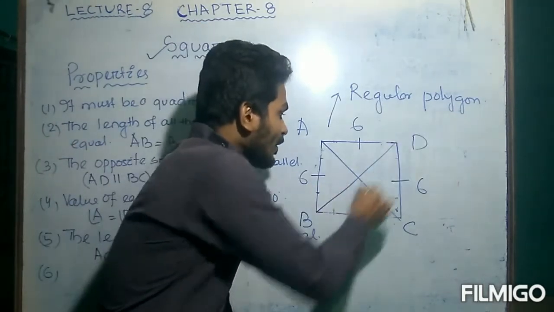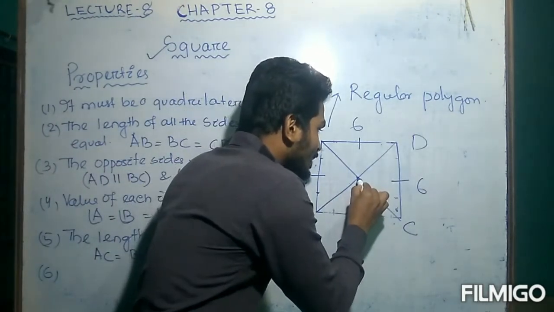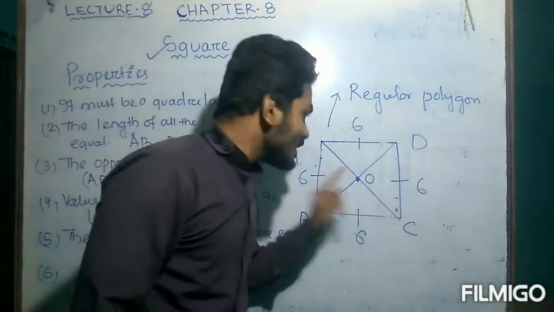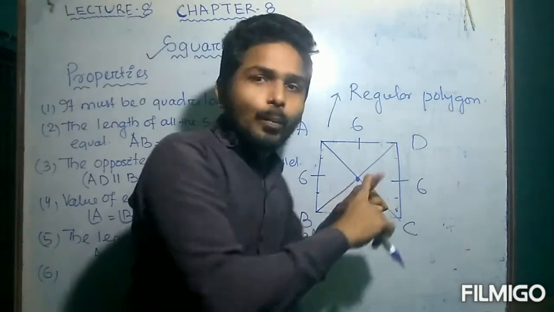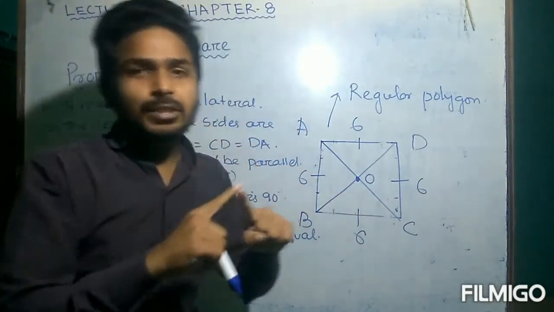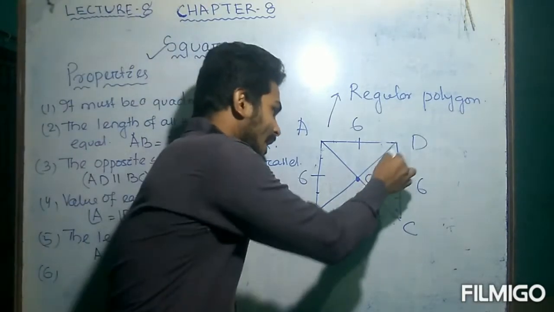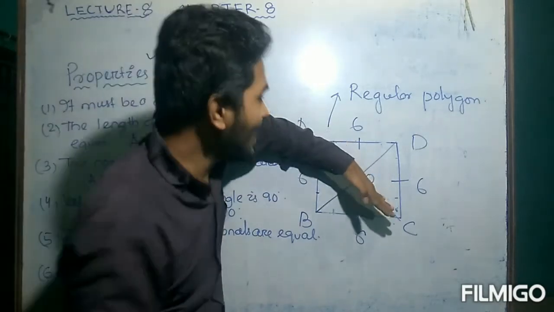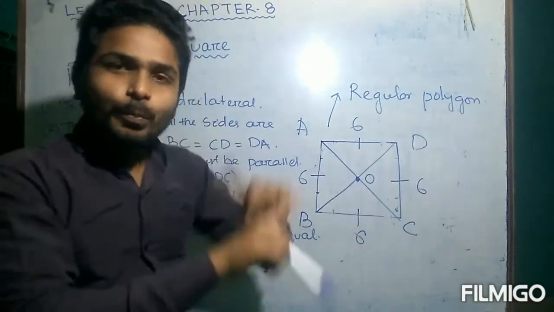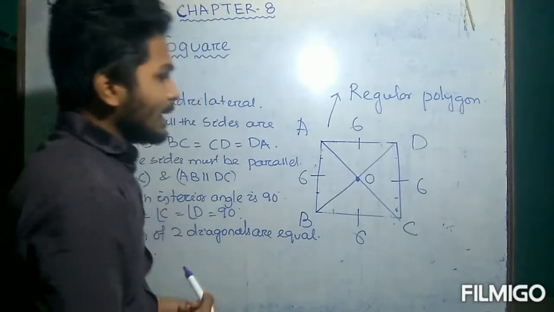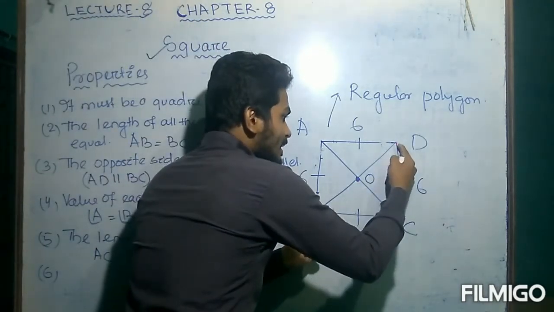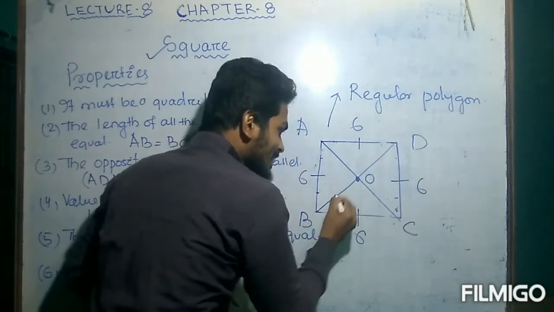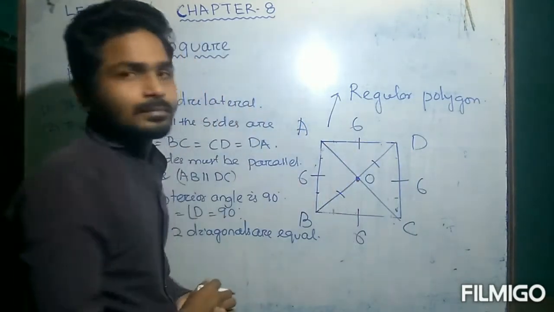Since both the diagonals AC and BD meet each other at a common point, and that point is O. Clear? Now, at this point, both the diagonals bisect each other. That means the diagonal BD is bisected by AC and the diagonal AC is bisected by BD. So both diagonals bisect each other. It means this total diagonal is bisected into two equal halves. So this half is equal to this half.